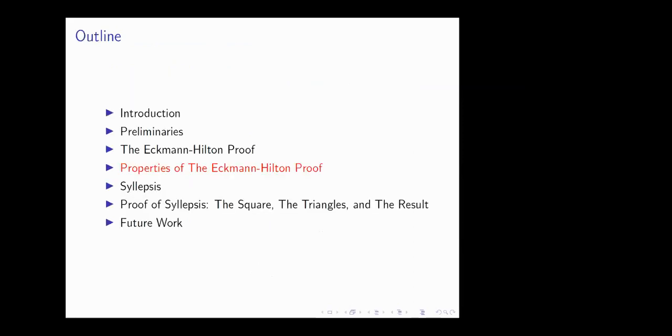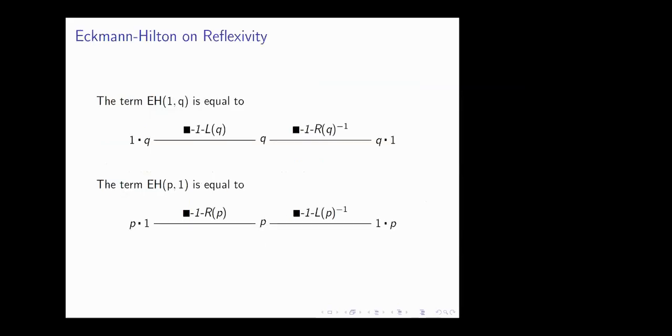Okay, so now since we are proving something about the Eckmann-Hilton proof, we will need to know some basic properties of how it behaves. The first thing we will need to know is what it does when one of the paths is a reflexivity. In this case, there's an obvious manual way of going from the reflexivity concatenated with Q to Q concatenated with the reflexivity. Namely, we just discard the one and then reintroduce it on the other side. And the same thing in the symmetrical case.